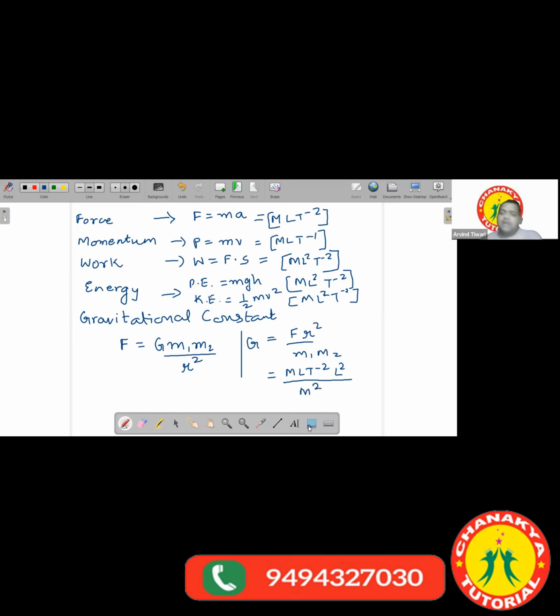Okay. So finally, we get the dimensions here. We can write the dimensions as M minus 1, L3, and T minus 2. Right? So these are the dimensions of gravitational constant G.